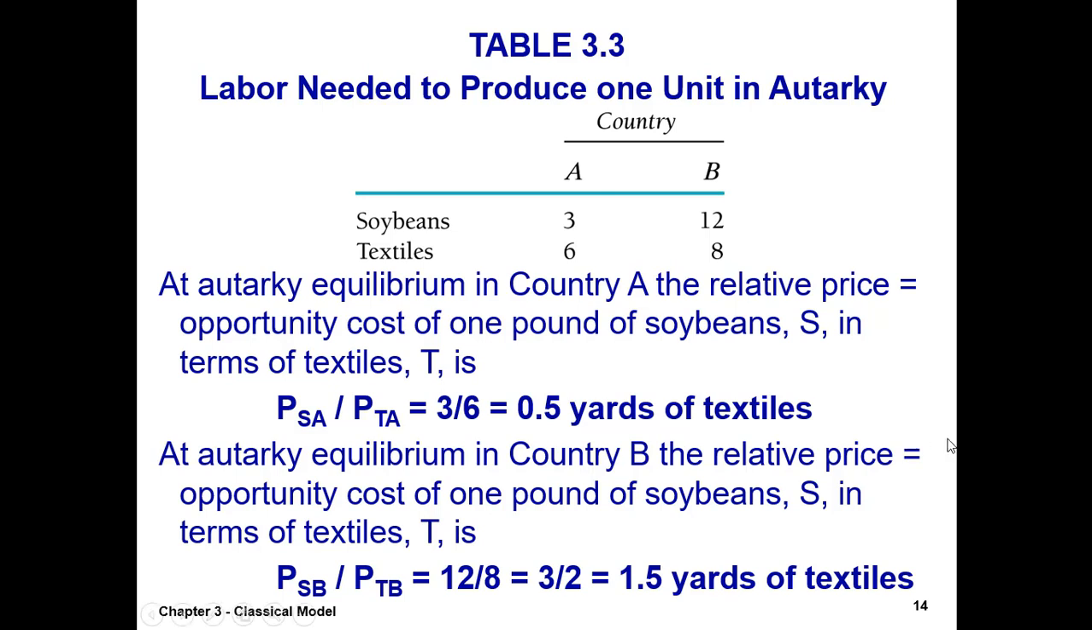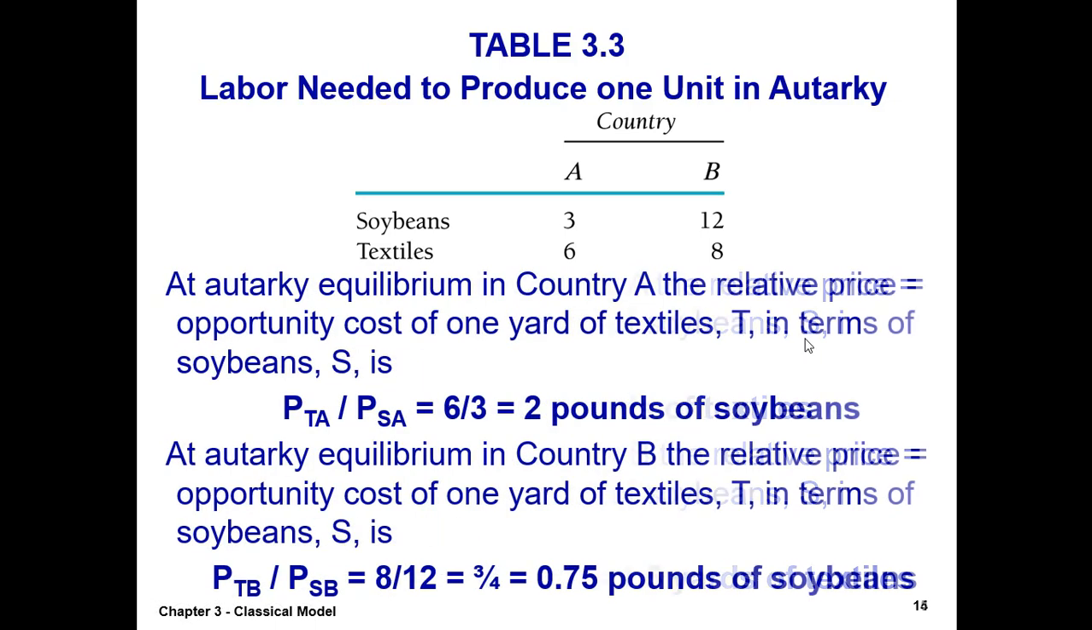But if you look at this, it says that by comparing for country A whether they should produce soybeans or textiles, to produce one more pound of soybeans costs them half a yard of textiles. To produce in country B, one more pound of soybeans costs 1.5 yards of textiles. Since 0.5 is less than 1.5, country A is going to have the lower opportunity cost of soybeans and therefore the comparative advantage.